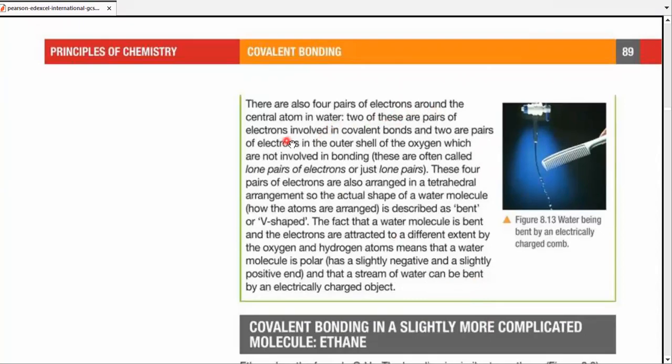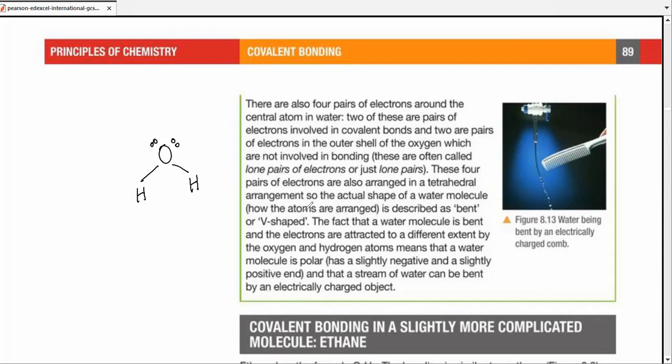There are also 4 pairs of electrons around the central atom in water. 2 of these pairs of electrons are involved in covalent bonds, and 2 are pairs of electrons in the outer shell of oxygen, which are not involved in bonding. Let me draw it again for you. 2 of the pairs are purely of oxygen, and 2 of them are shared pairs, which are in a covalent bonding with the hydrogen atoms. These are often called lone pairs or just lone pairs of electrons. The 4 pairs of electrons are also arranged in a tetrahedral arrangement.